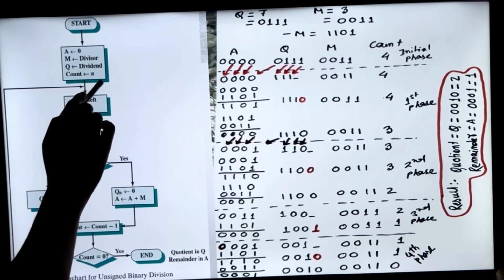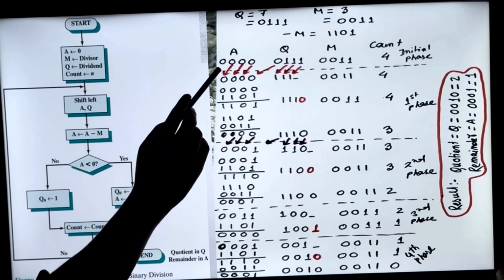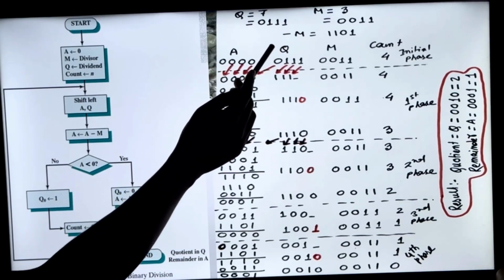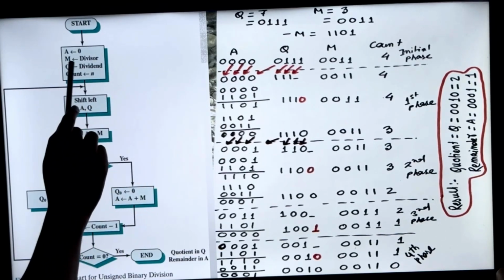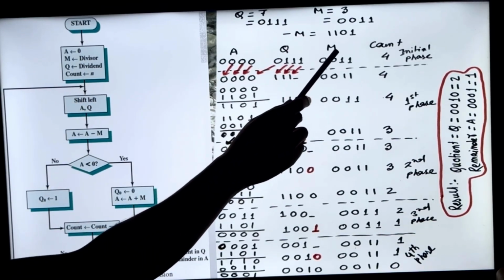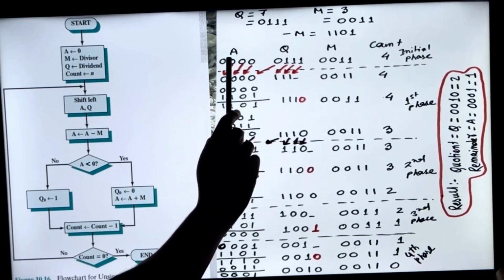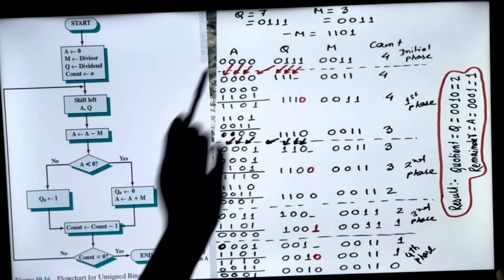Just like our previous algorithms, we start with this box. A equals 0, so I am putting 4 zeros, because we have 4 bits, as we said in the previous lecture. Then we have M, Q and count. Q is 0111, M is 0011 and count is 4, because 4 bits. This is the initial phase, and the first step is very simple.